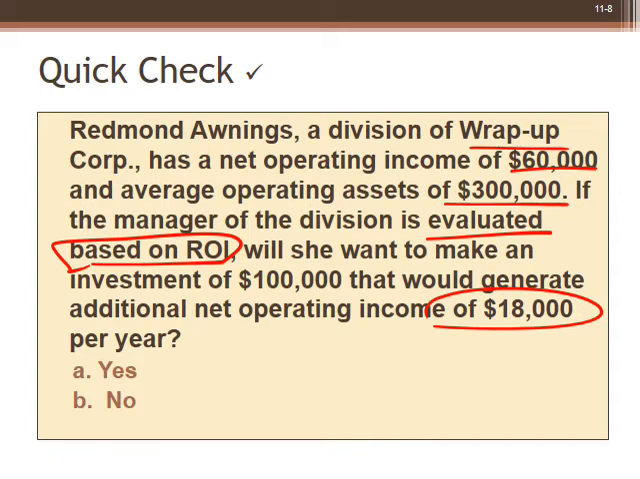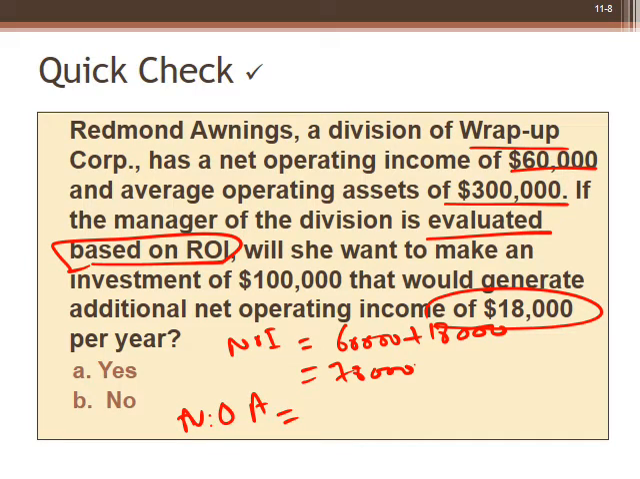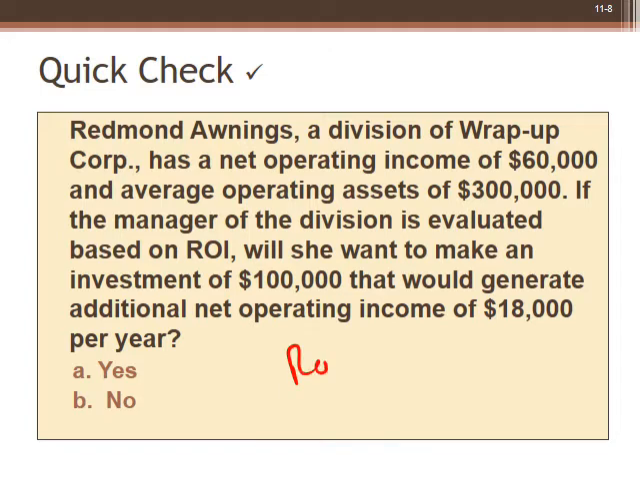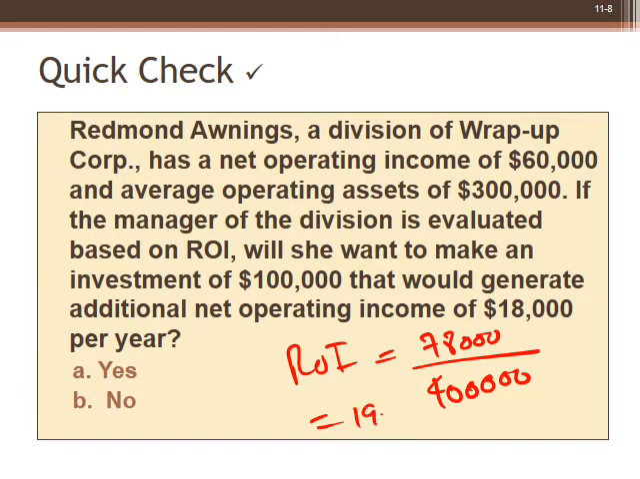Okay, let's do that. The new operating income would be 60,000 plus 18,000, which is 78,000. For operating assets, we add 300,000 plus 100,000, so we have 400,000 as net operating assets. So what is ROI? Net operating income of 78,000 divided by the net operating assets of 400,000. The answer is 19.5%.